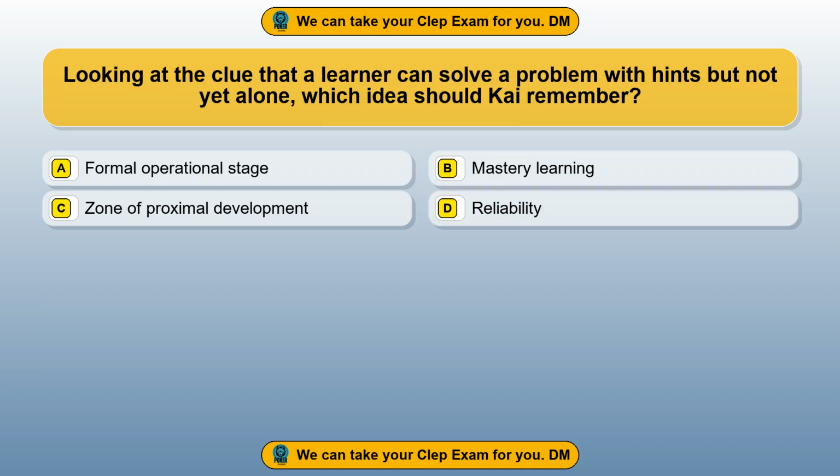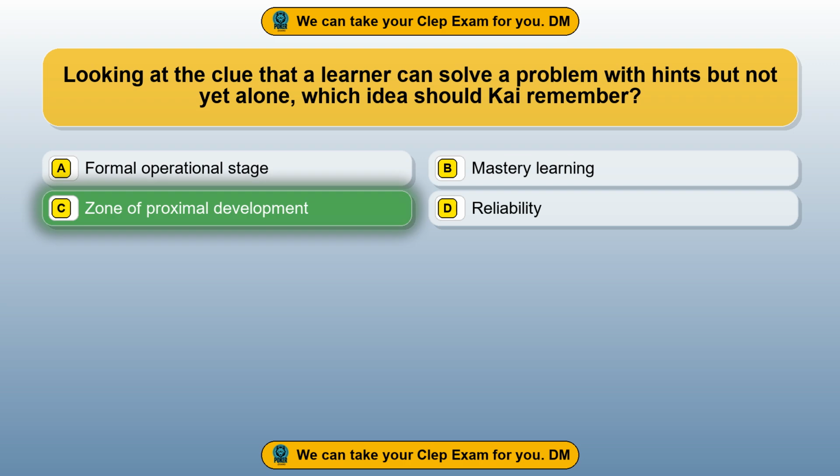Question 13. Looking at the clue that a learner can solve a problem with hints but not yet alone, which idea should Kai remember? Option A, formal operational stage. Option B, mastery learning. Option C, zone of proximal development. Option D, reliability. The correct answer is option C.